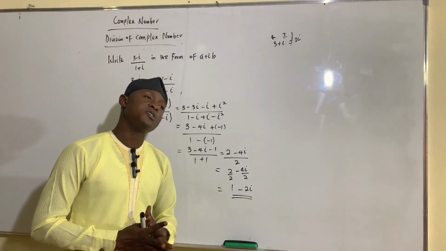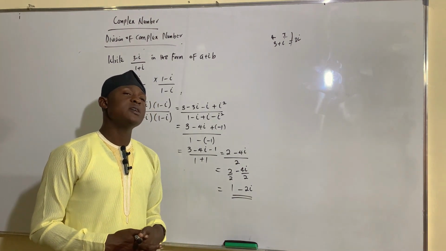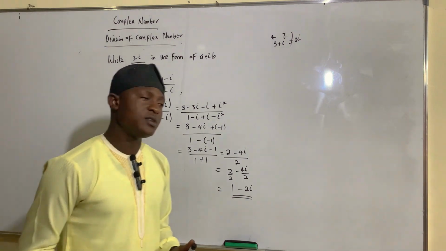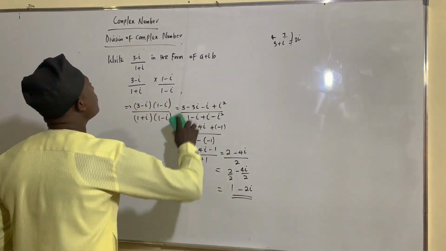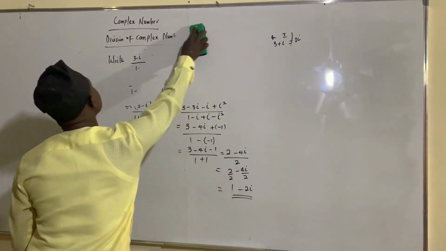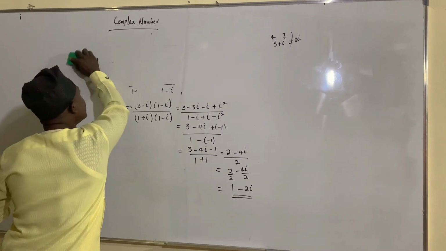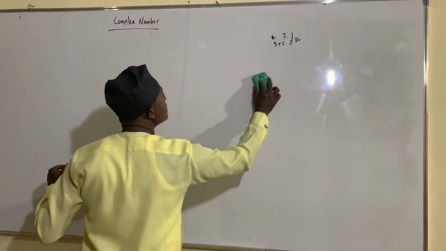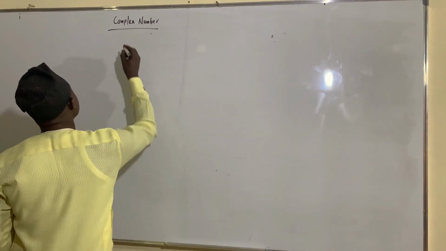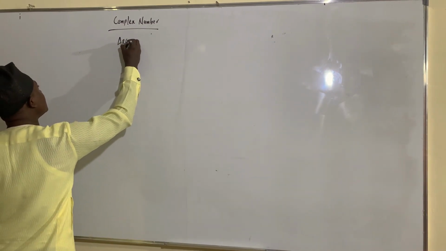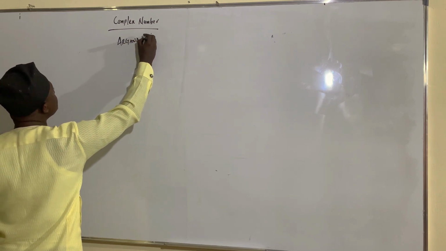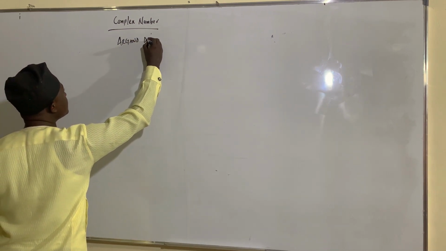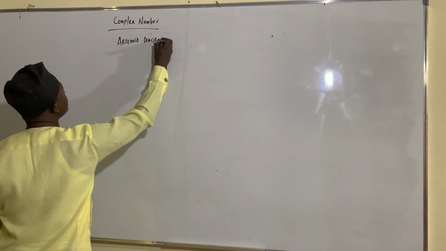That's all about division, which is the rationalization of complex numbers. So now the next thing that we have on the agenda is how can we represent this complex number in an Argand diagram? We call it the Argand diagram. How can we represent both the real and imaginary numbers in an Argand diagram? The two can be represented in an Argand diagram.